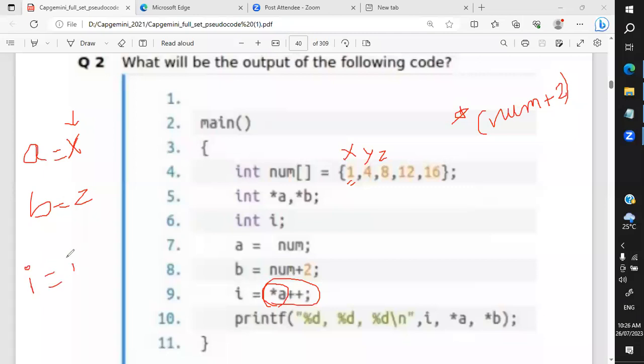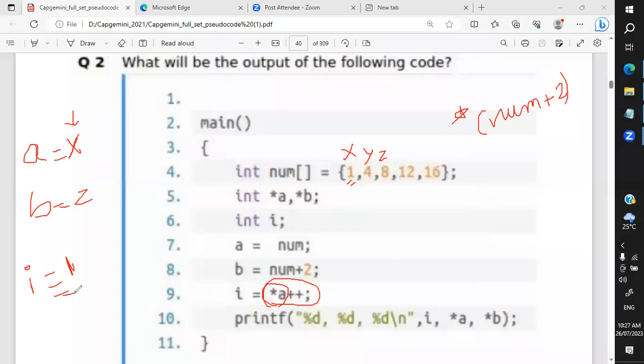Understood, everyone? Just repeating again, very simple thing. Star A. As it is post-increment, we will not do the incrementation first. We will return the value first. It is nothing but star A. Star A means value at A. What is A? X. Value at X. What is the value at X? 1. So I value will be 1.